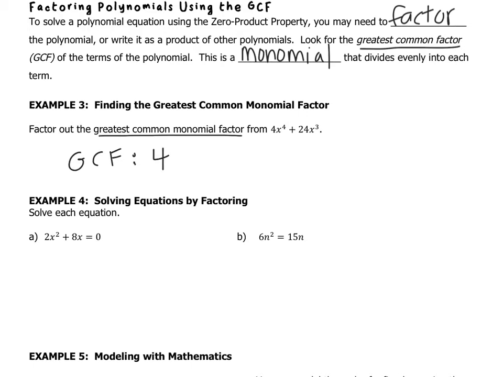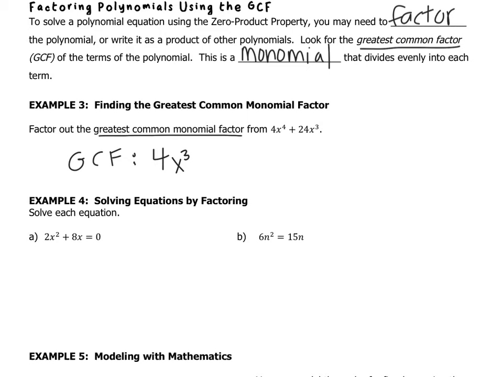Now I look at the variables. This has 4 x's. This has 3 x's. Here's my tip for you that you should write down: the GCF of the variables is always the lowest exponent. So this has 4 x's, this has 3 x's, which means they both have at least 3 x's. This has some to spare, this doesn't. So the GCF is going to have x to the 3rd.